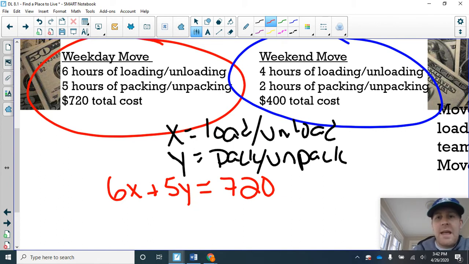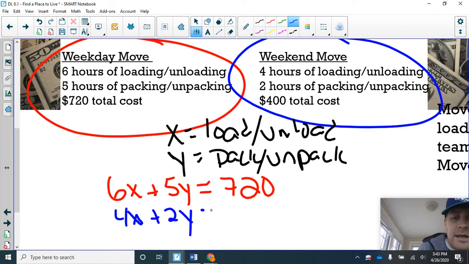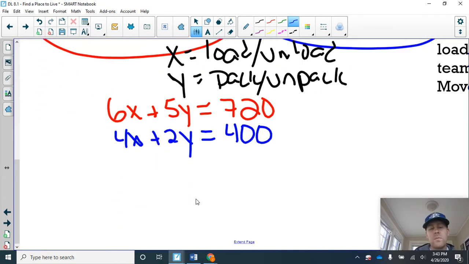And then for the weekend, same idea. Now we only get 4 hours of loading and unloading, which is represented by X. So we have 4X plus 2Y, and that equals 400. So now we have our system of equations.